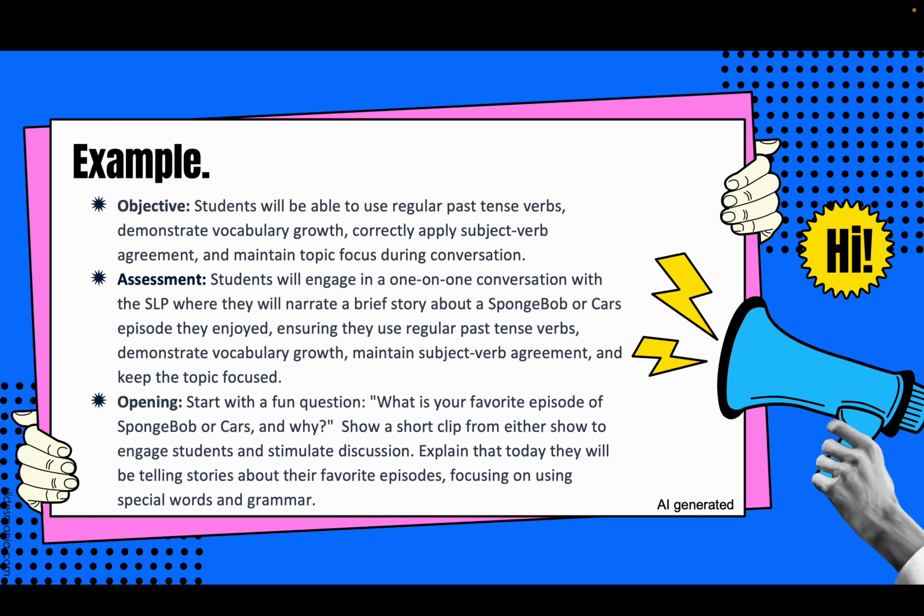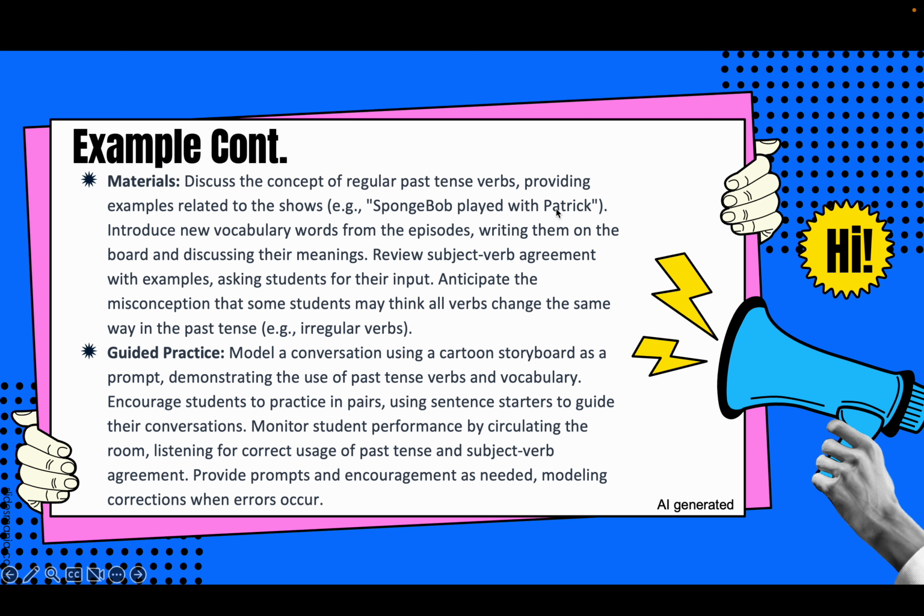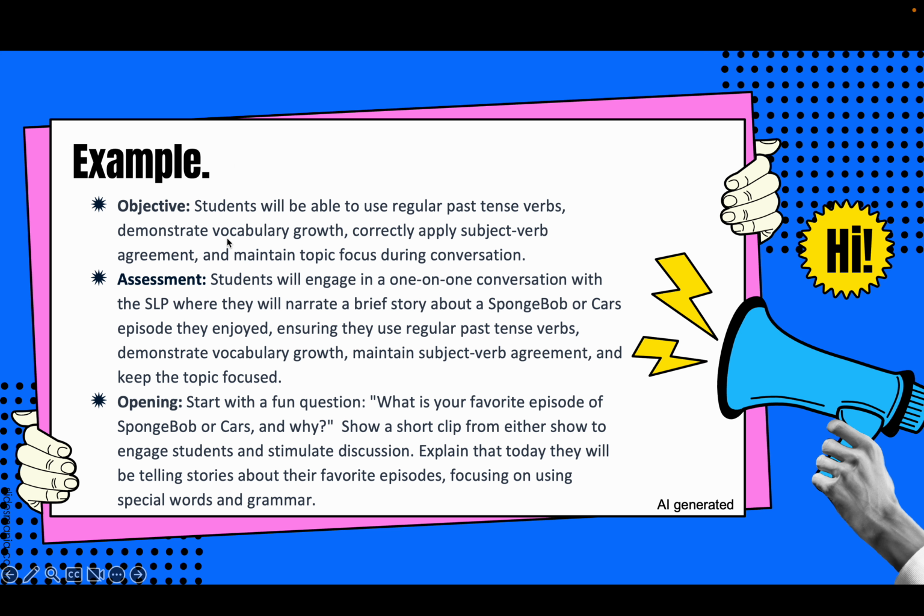So for this particular client, I have a couple different goals. The irregular past tense verbs, so you can see that right here, irregular past tense verbs. I apologize. I also wanted some vocabulary growth and the subject verb agreement as well as topic maintenance. So this particular kid, this is a child, this one is for a kiddo. And so for this particular kid, we have a lot going on.